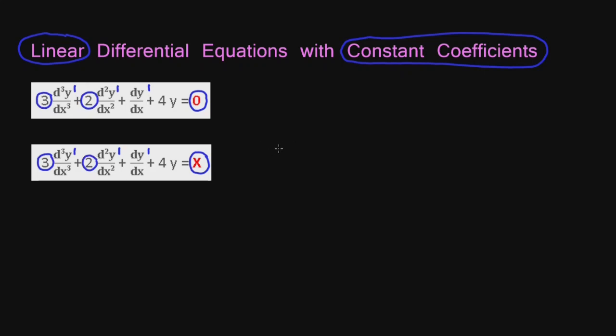The method of solving these differential equations depends upon the nature of the right hand side, whether it is 0 or a function of x. We will study how to solve these differential equations with constant coefficients.